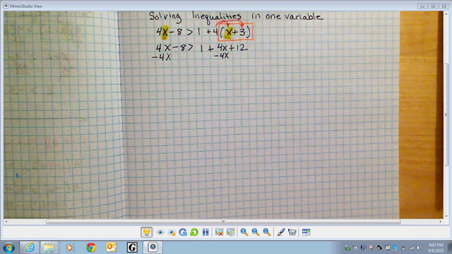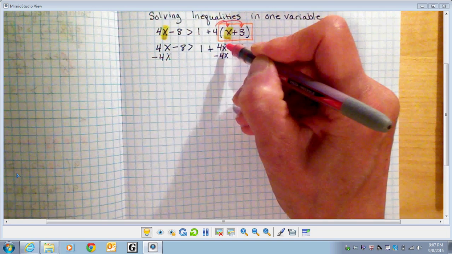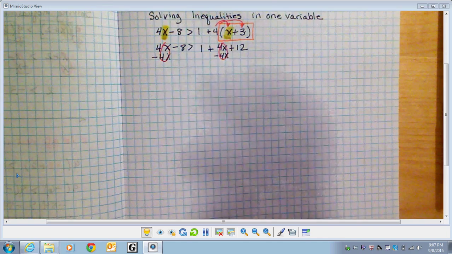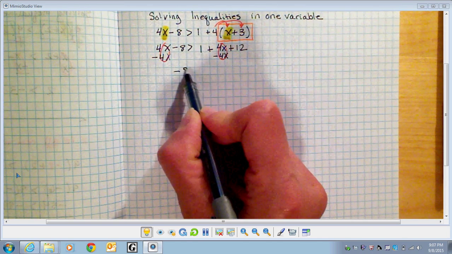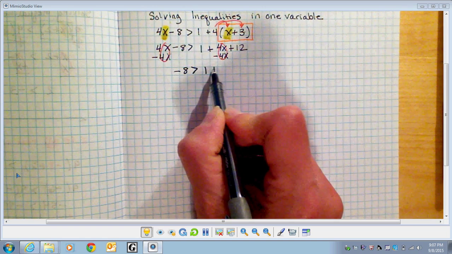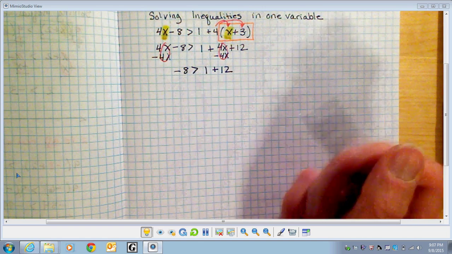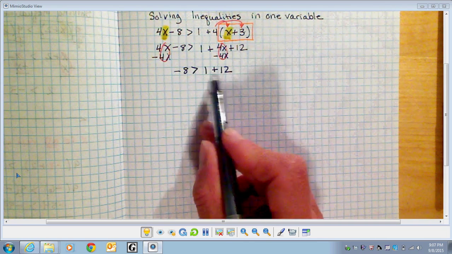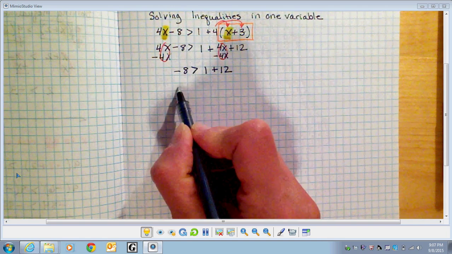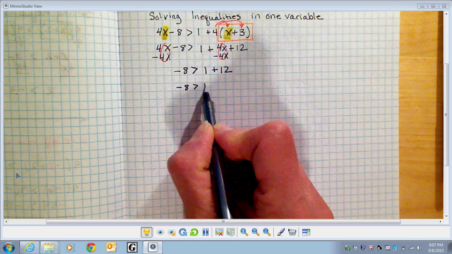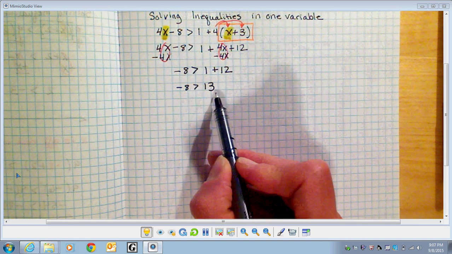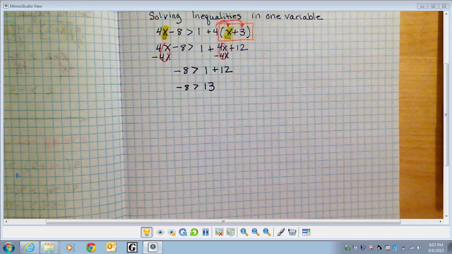Okay, so what happens? Something magical happens. This becomes a 0. This becomes a 0. So what am I left with? I'm left with negative 8 is greater than 1 plus 12. Again, my x's have gone away. They've zeroed out. I can still simplify this side over here. I have negative 8 is greater than 13. Well, that's kind of funny. Is negative 8 greater than 13? Last time I checked, I don't think so.